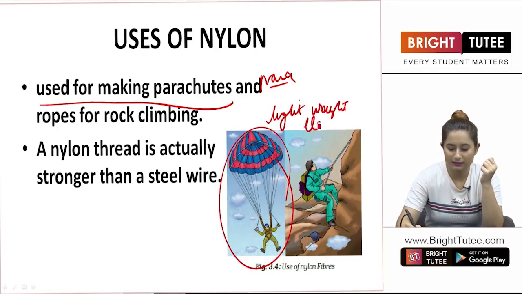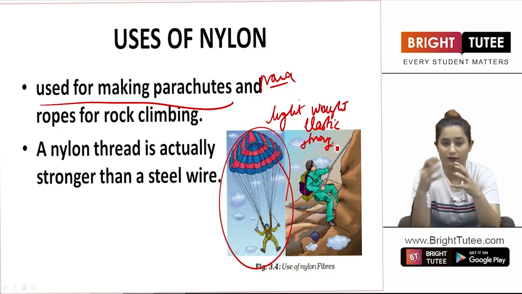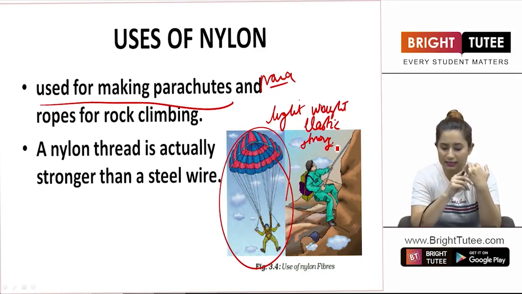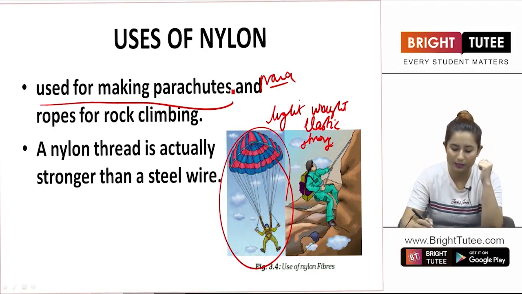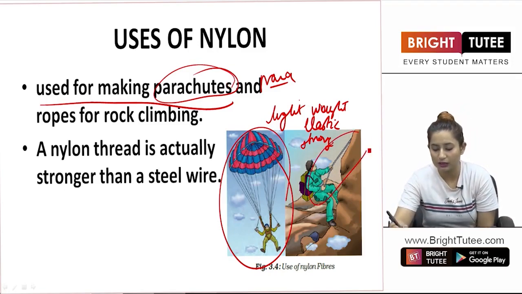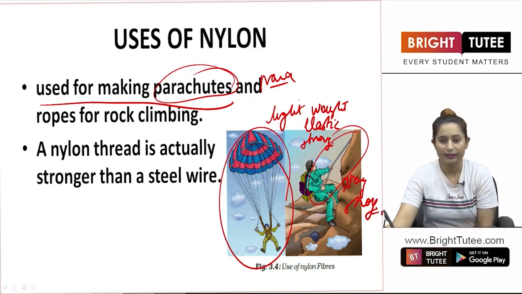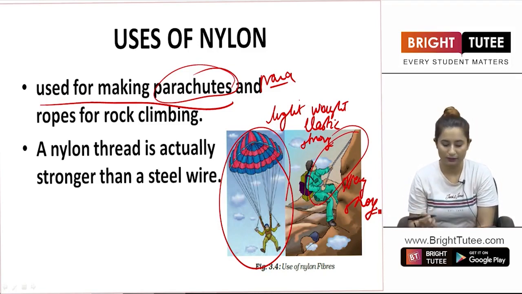It is a very important instrument to us and it requires a fiber that is lightweight, elastic and strong. It must hold a person or two persons properly, because we need good strength of that fiber, as well as its elasticity and lightweightedness. Hence we use nylon for making parachutes and ropes for rock climbing. For rock climbing we need very strong ropes, so because of its strength, it is used for making them.